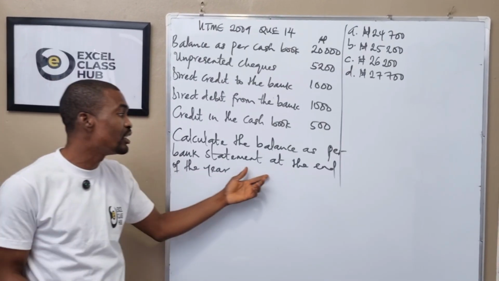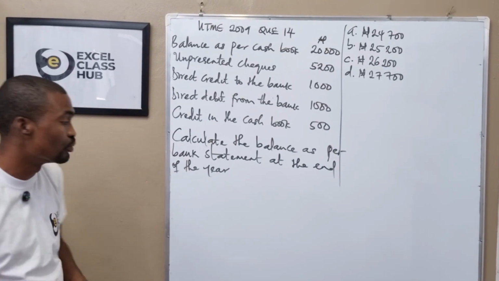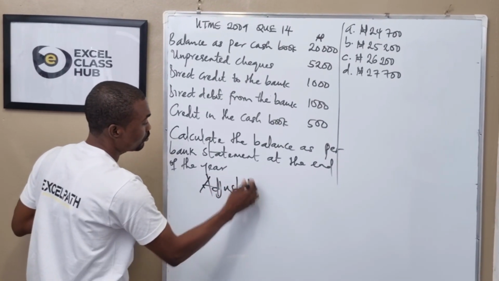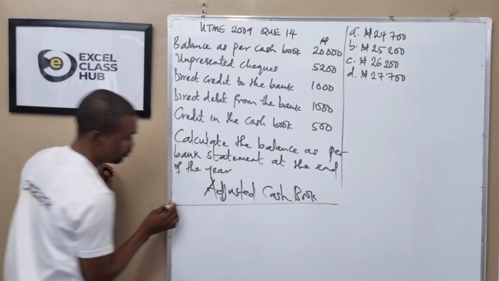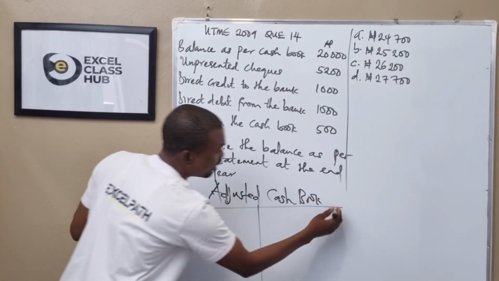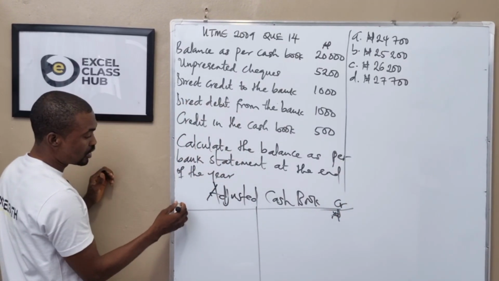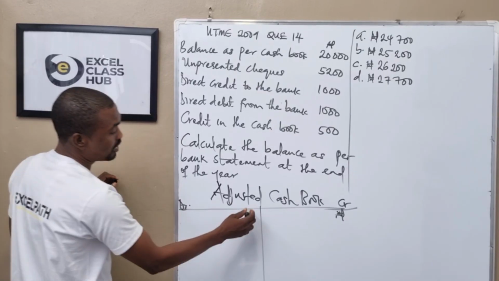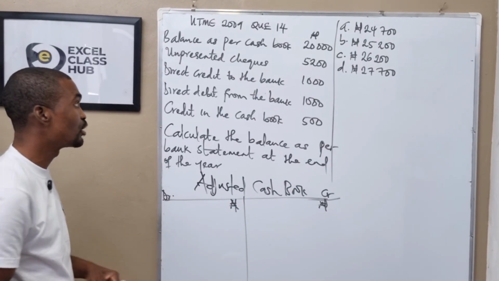So before you can calculate the balance as per bank statement, the first thing you need to do is to adjust your cash book. So we are going to prepare adjusted cash book. I told you any transaction that we increase the cash will be on the debit side. Any transaction that will reduce the cash will be on the credit side of the cash book.